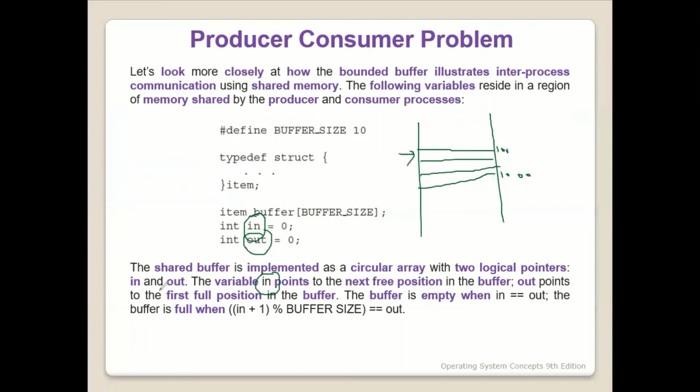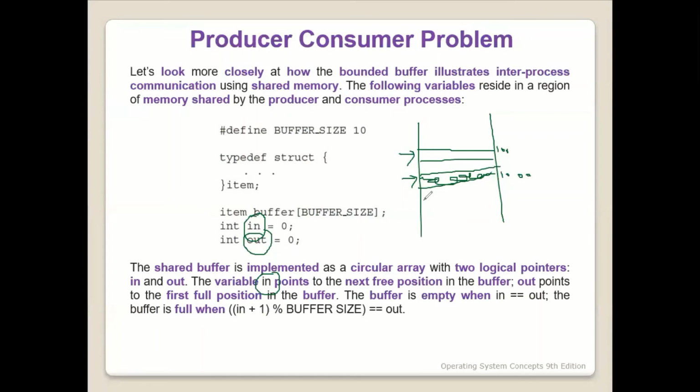Out points to the first full position in the buffer. Let's say this is the full position. So it points to the first full position, meaning the location which is already full. So if in and out are pointing to the same location, that means the buffer is empty. When the buffer is empty, in and out are going to be the same.